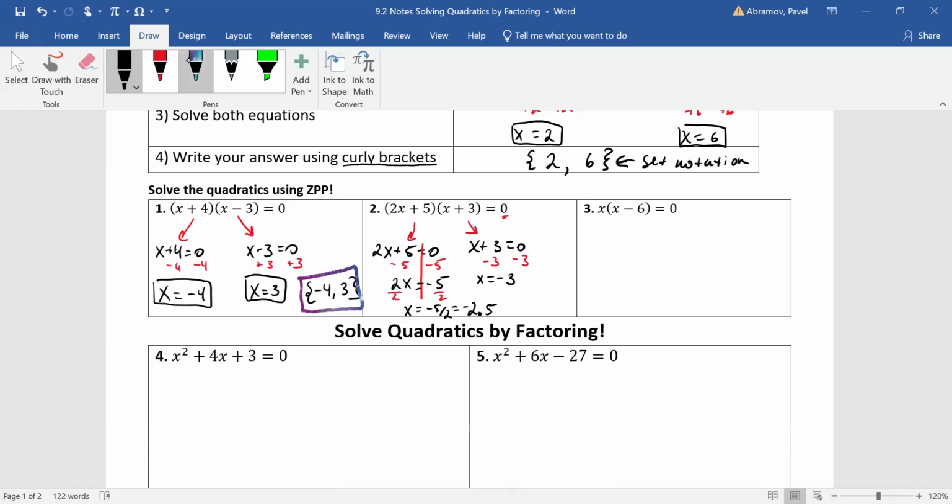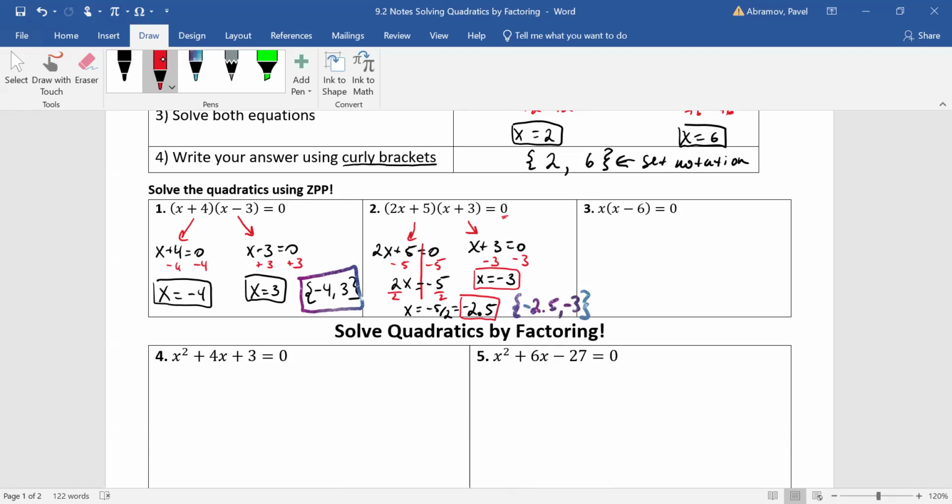Once again, I would like to write both answers in the set notation. So in the curly brackets, we'll have negative 2.5, comma, negative 3, and close the curly brackets. So these are our two answers here.